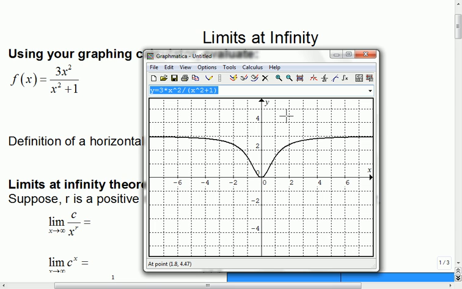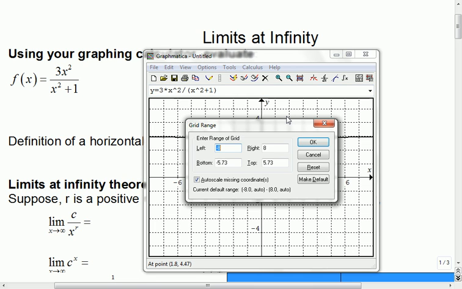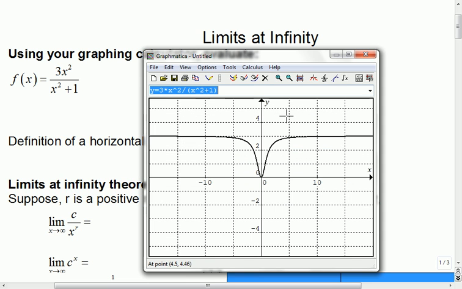And that's what we're going to be working on today. As we zoom out, let's go even further, like -20 to 20. There's no more craziness in the graph. It looks like it's approaching the number 3. And we want to figure out how to predict this ahead of time, or how to recognize where this behavior occurs on a graph.